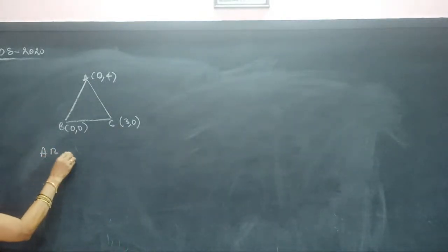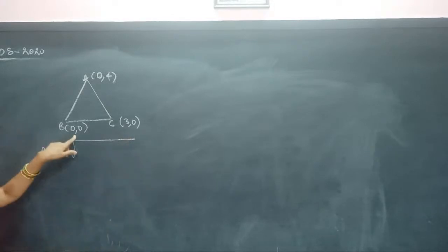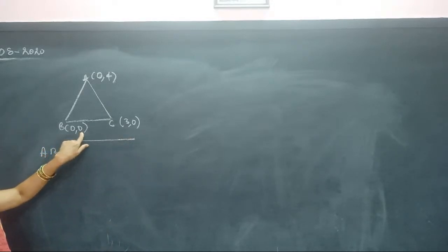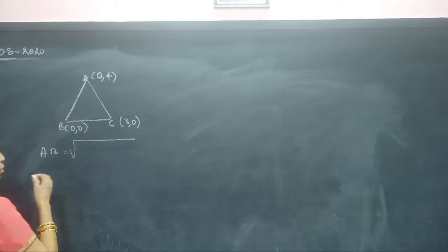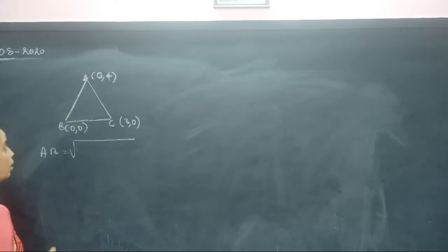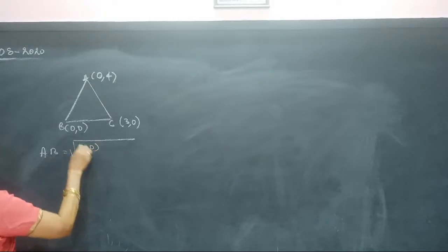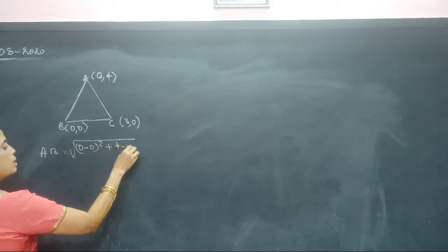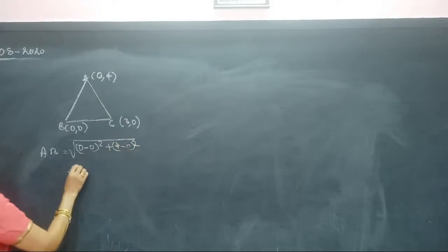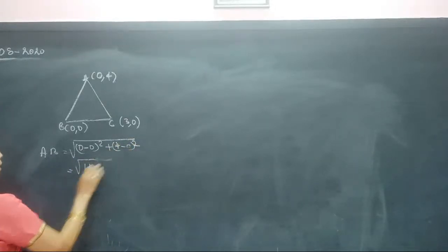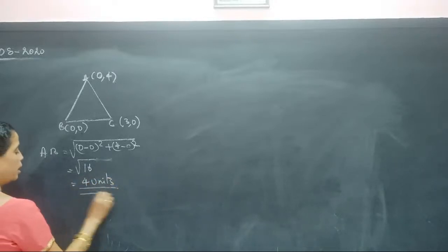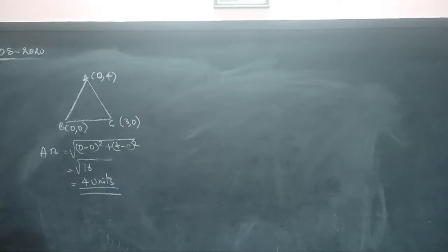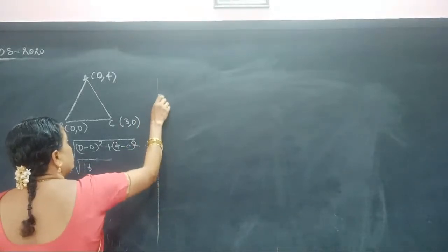Draw the figure and then write. Here (0, 0) means it is at the origin. When it is at the origin, we can directly use x square plus y square. Or to avoid confusion, I will use the distance formula for all three. (0 minus 0) whole square plus (4 minus 0) whole square. It is root of 16 equals 4 units. This is distance AB.